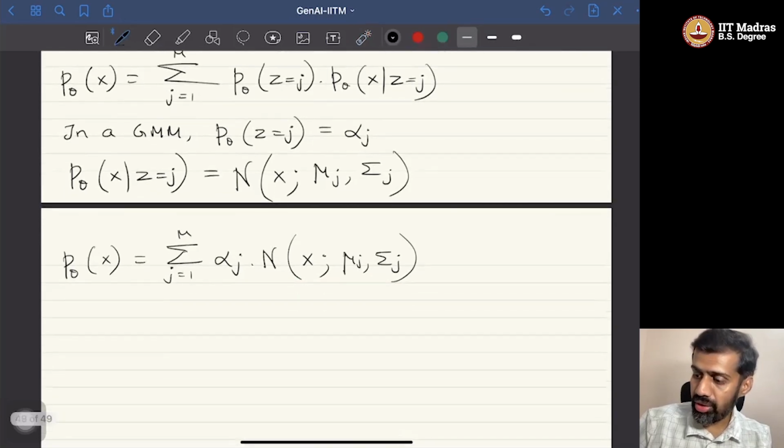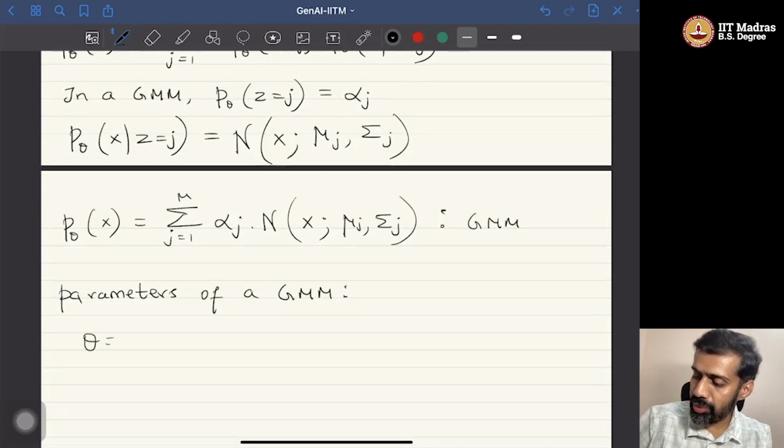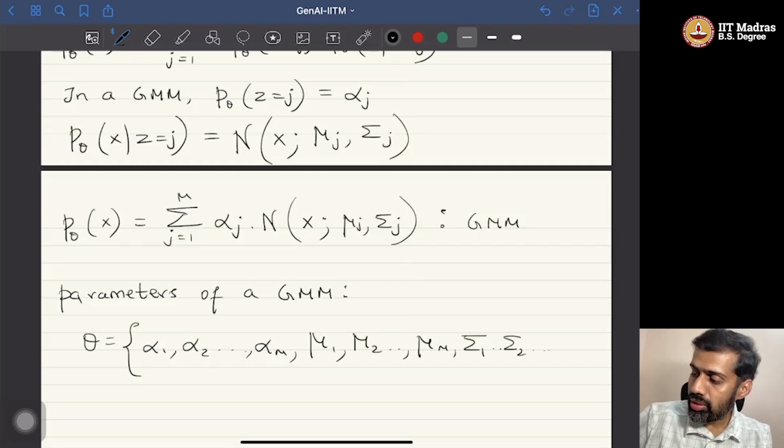Now what are the parameters of this model? This is a Gaussian mixture model, or a GMM. What do we need to estimate in a GMM? We have our theta, which is a set of parameters: alpha 1, alpha 2 through alpha m. We need to estimate all of these alphas. We also need to estimate mu 1, mu 2 up to mu m, and sigma 1, sigma 2 up to sigma m. These are the set of parameters that one needs to estimate.